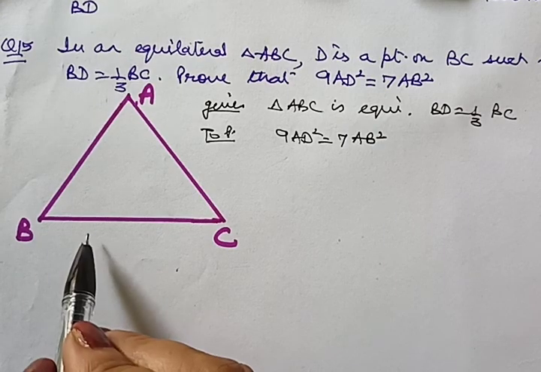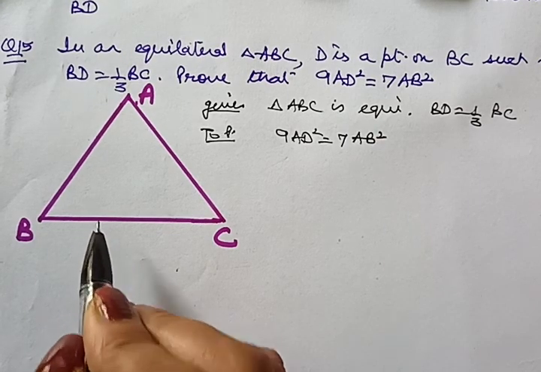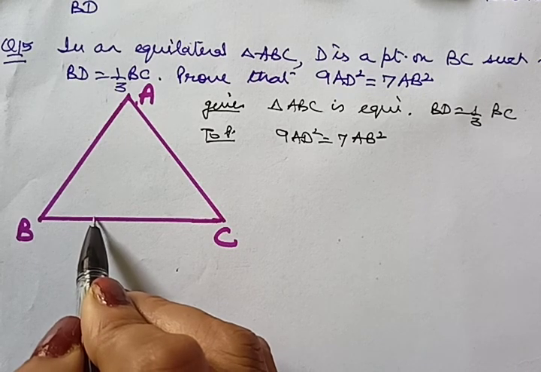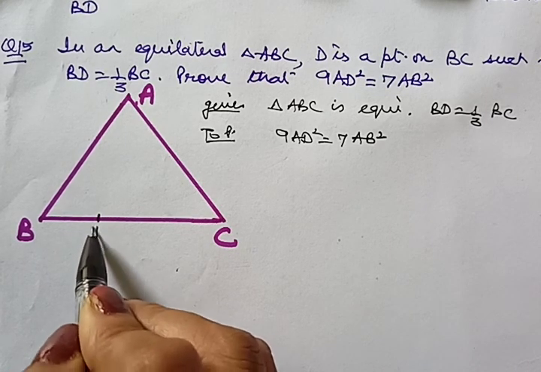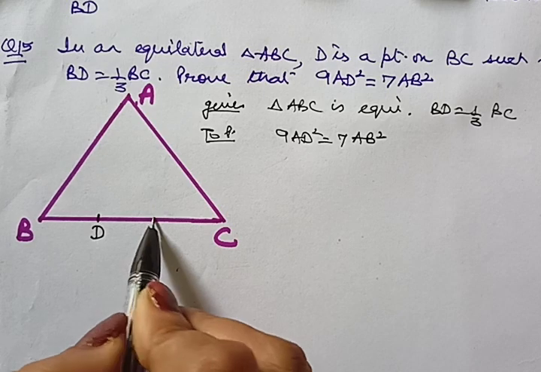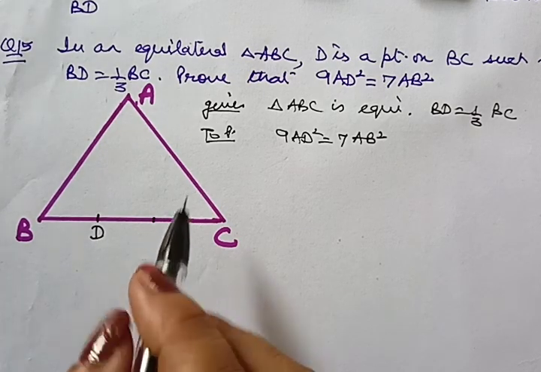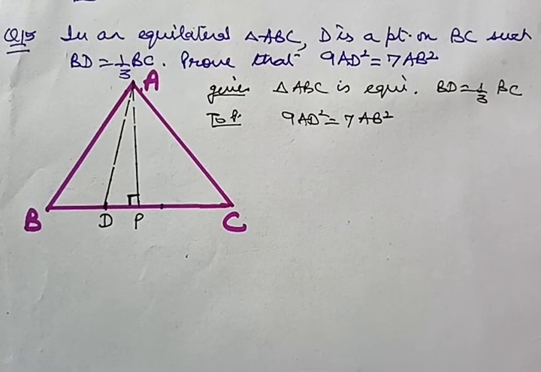Now D is a point such that BD is 1/3 of BC. This point is very important. You must take D in such a way that it looks like 1/3 of BC. Like you can see that. If you take D point here, you will never be able to solve the question. So this thing is very, very important.